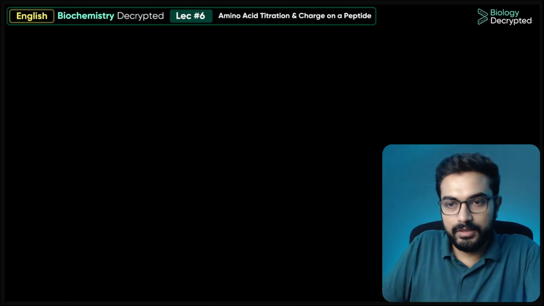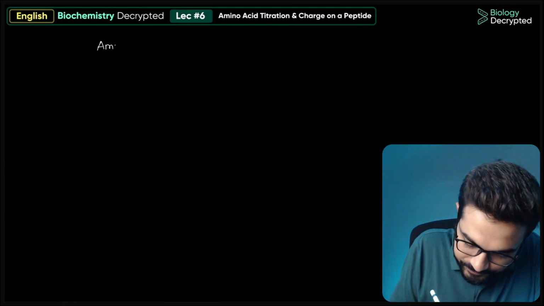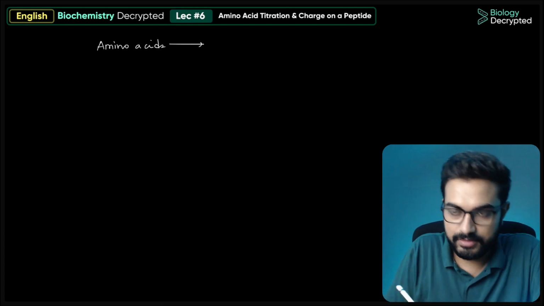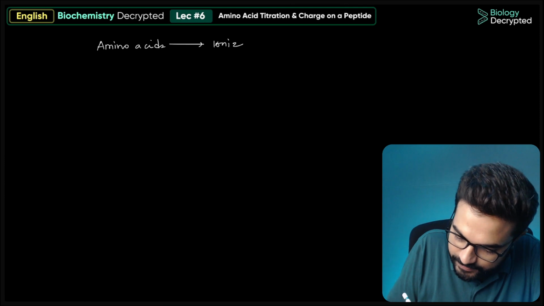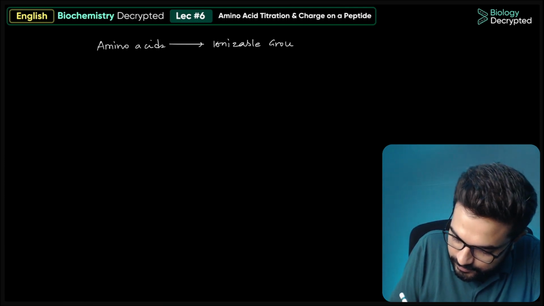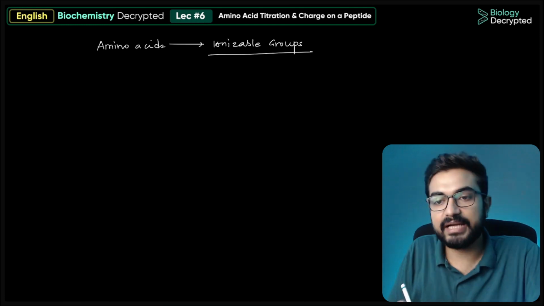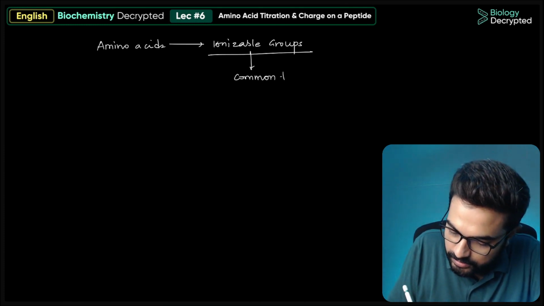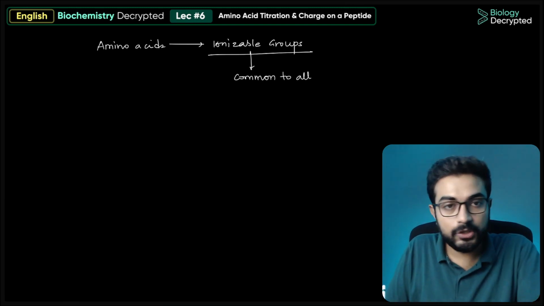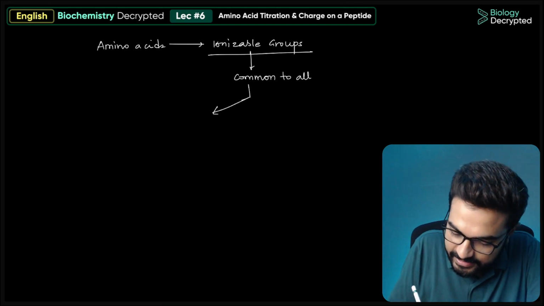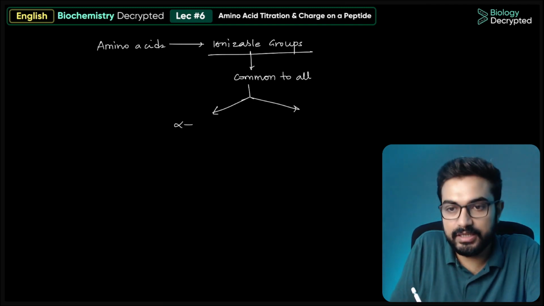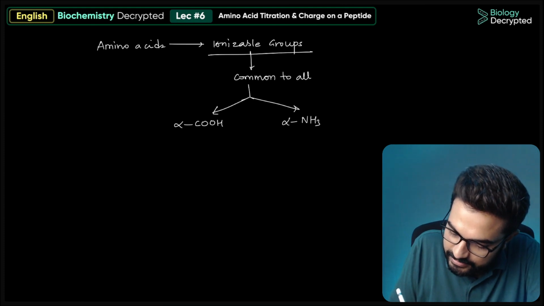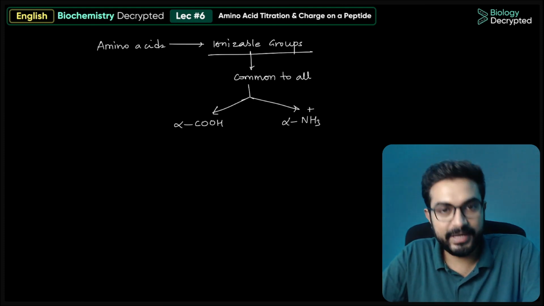Well, for amino acids, there are ionizable groups that are actually common to all. So the ionizable groups that are common to all are obviously the alpha carboxylic acid group and the alpha amino group.